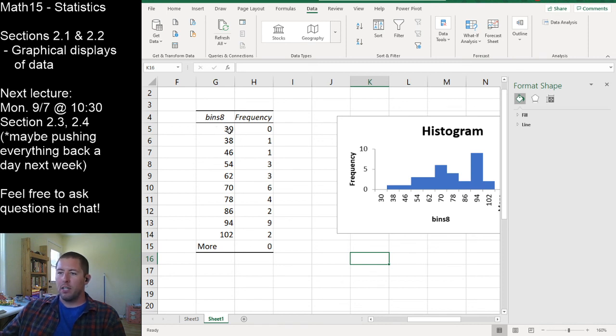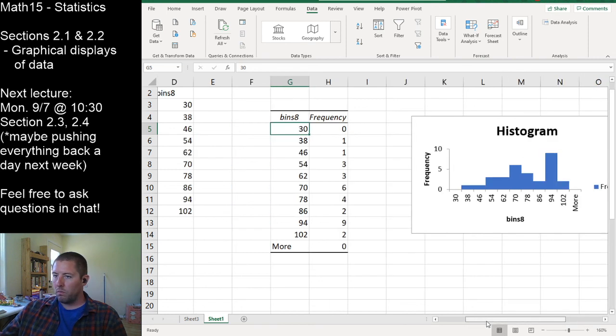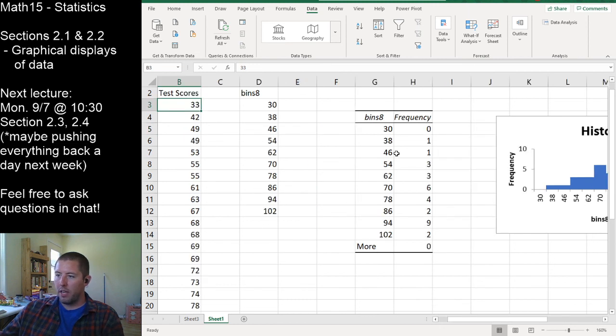Notice a couple other things. It looks like this bin of 30, when I included this 30, it turns out that was meaningless because no scores were below the 30 grouping right there. There was only one score that was below 38. There's the one score that was below 46 but above 38. Below 54 but above 46, it looks like we had three scores right there. So here's all the frequencies that we're doing.